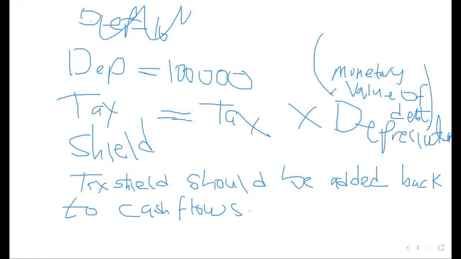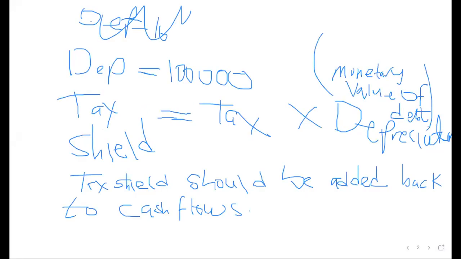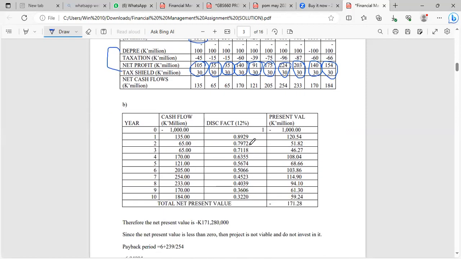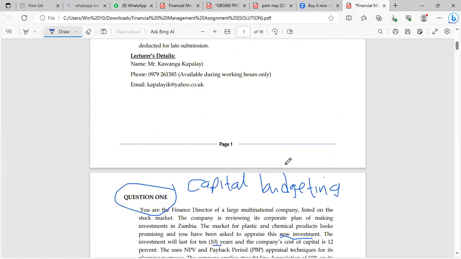All right, so this is what is going on here. What we're simply saying is that from this given problem, we are adding the tax shield benefit, which is tax on depreciation. You're getting the net cash flows. So these net cash flows are the ones that we are going to discount at a present value of 12% from the question.